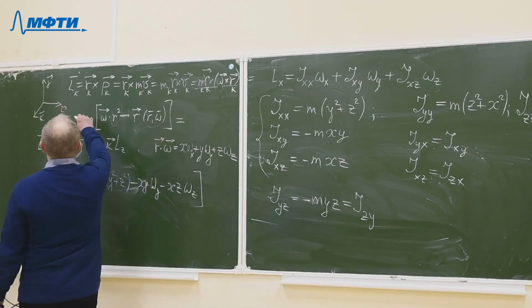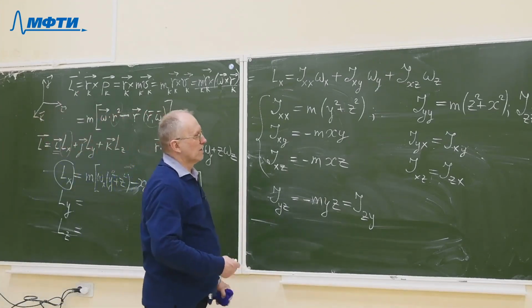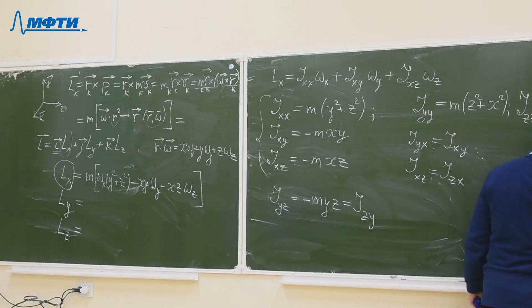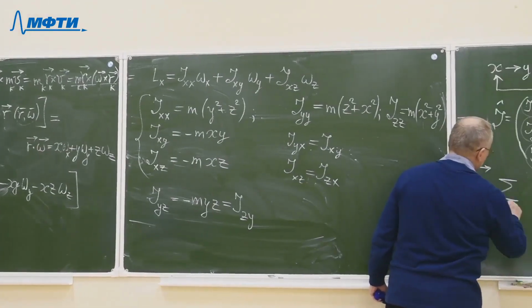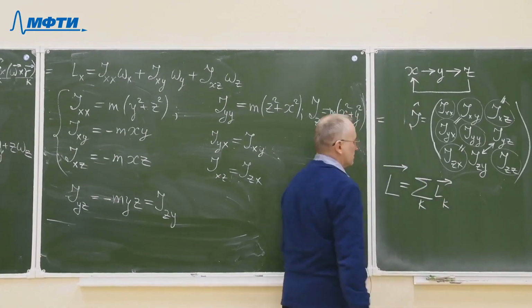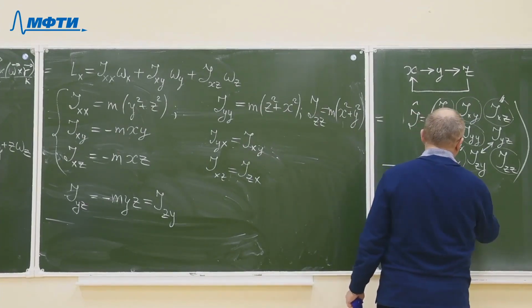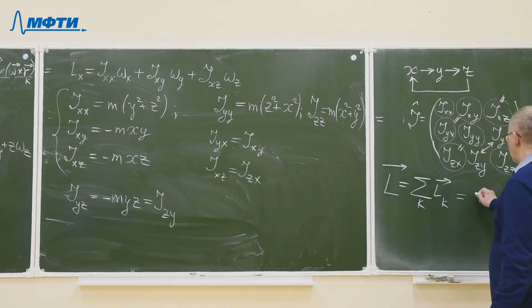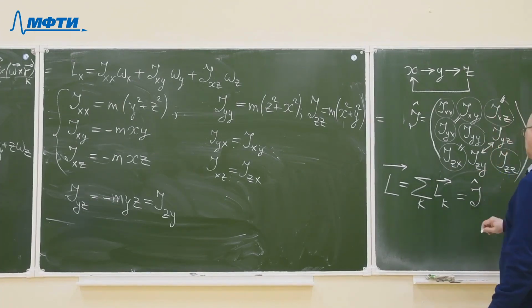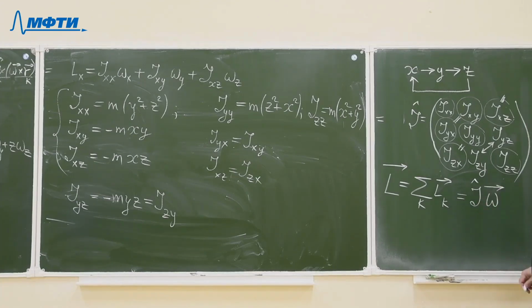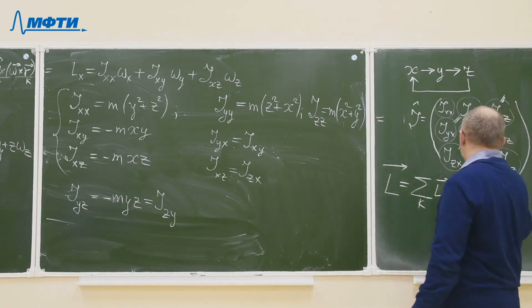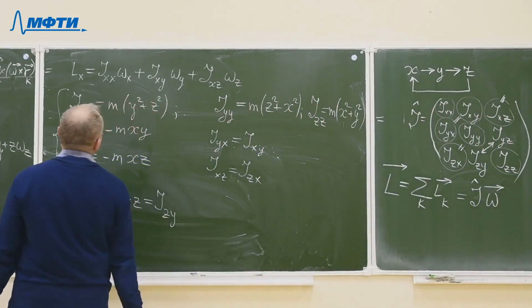And then, in order to find the total angular momentum, we will have to find the vector sum of the angular momenta of all the points. And if we do this summation, then we will find the resulting tensor of inertia multiplied by the vector of omega, which is the same for all the points of the solid body. But this summation will result in summing up all the components of the tensor of inertia.